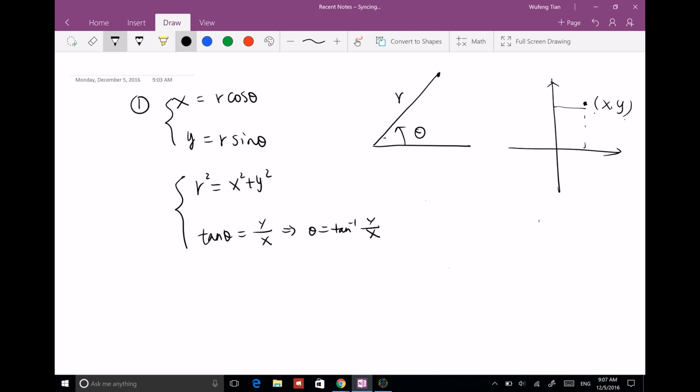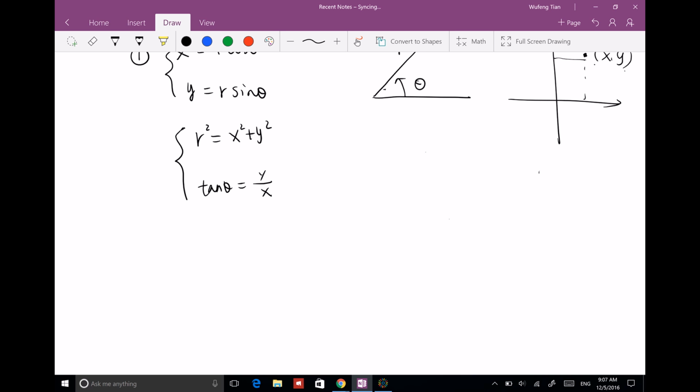So I think it's just tan theta equals y over x. Sometimes, based on y and x, you have to change theta a little bit depending on the quadrant. If I do theta equals tan inverse, it's just the fourth quadrant or first quadrant. It might be the second quadrant, so you have to make a little change.